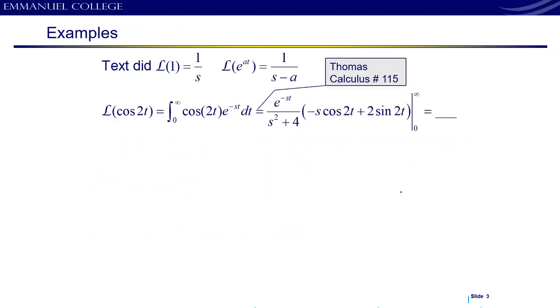So we did these. Now, let's say you were trying to do the Laplace transform of cosine of 2t. It's not pretty. But Thomas Calculus does have, in the large table of integrals, I believe in the back of the book, what this transform is. And of course, this would be one that you could look up as well.